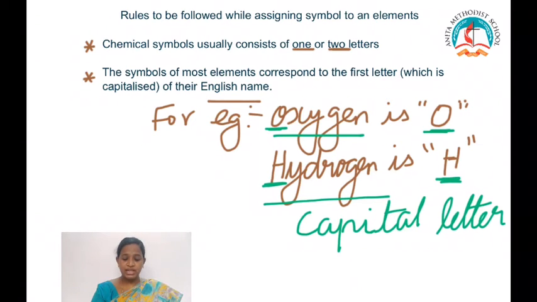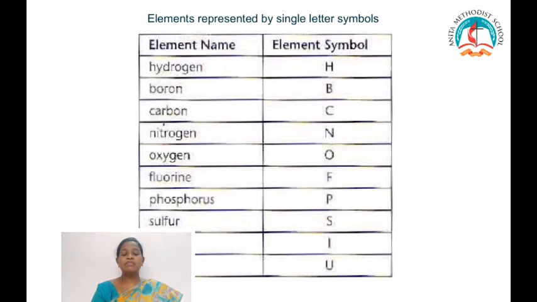This table will help you to know elements represented by single letters. Hydrogen, the symbol is capital H. Boron, capital B. Carbon, capital C. Nitrogen, capital N. Oxygen, capital O. Fluorine, capital F. Phosphorus, capital P. Sulfur, capital S. Iodine, capital I. Uranium, capital U.